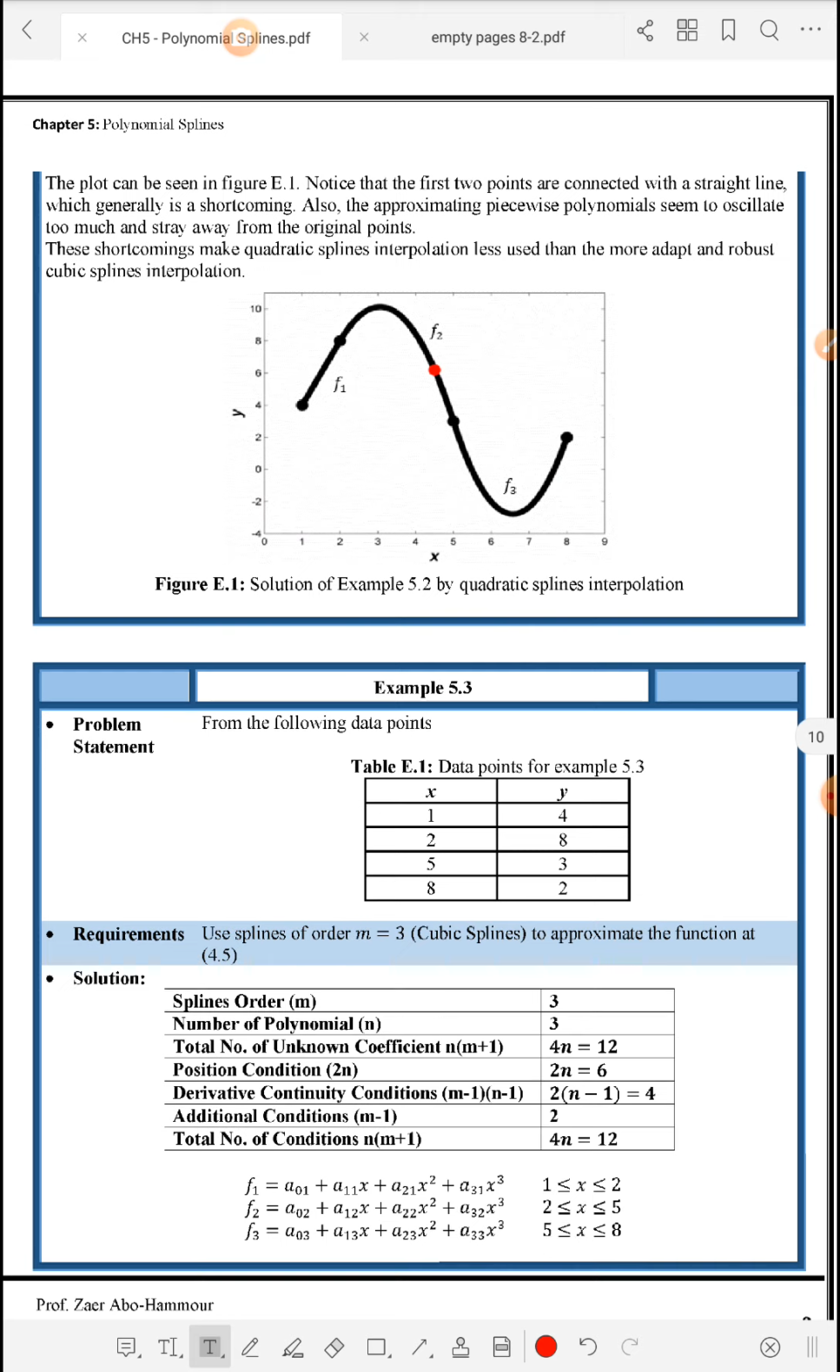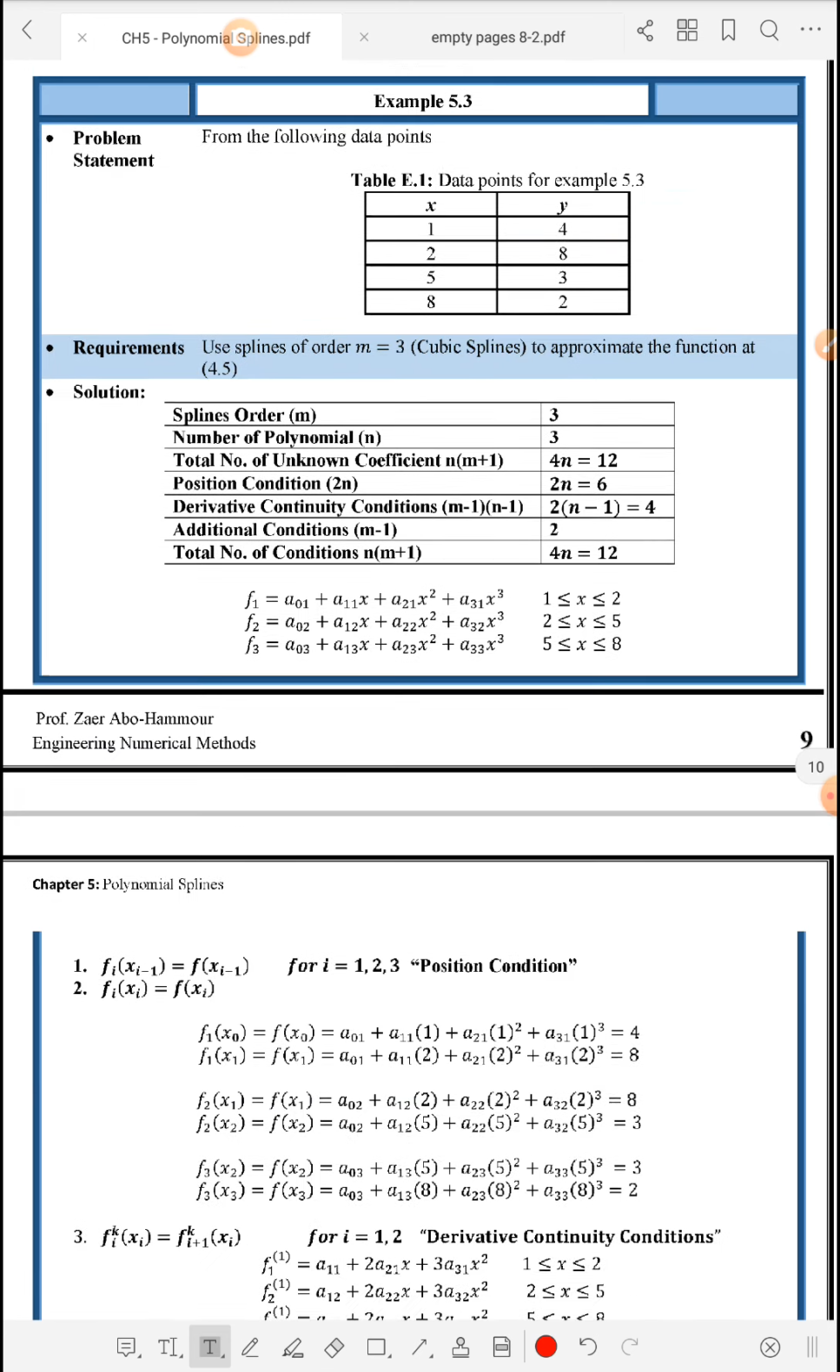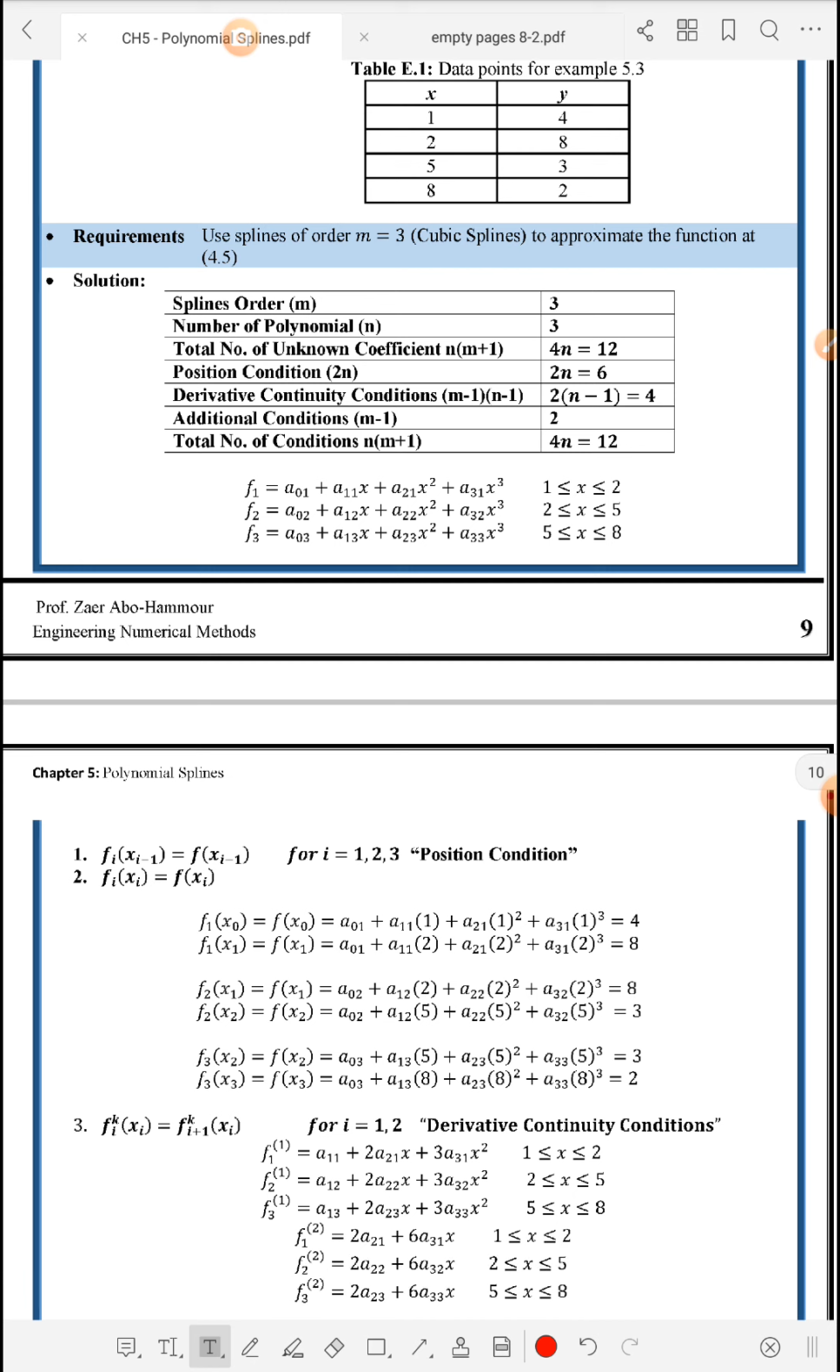And those are the three splines. This is the first spline, this is the second spline, and this is the third spline. Each of them is of second order, and the data point lies within the second spline. So we will continue with the same data points, and in this case we will generate a third order spline, and again we will approximate the function value at 4.5.